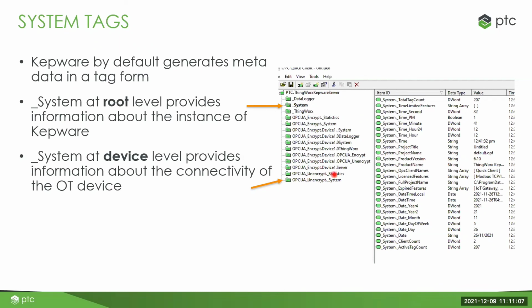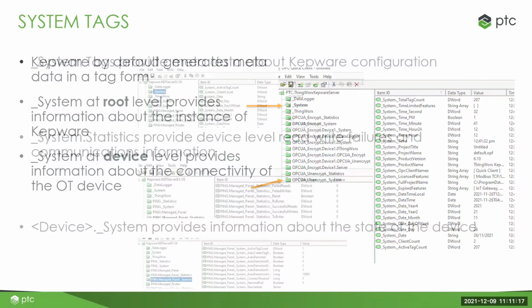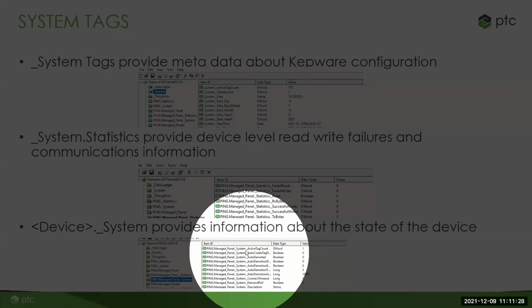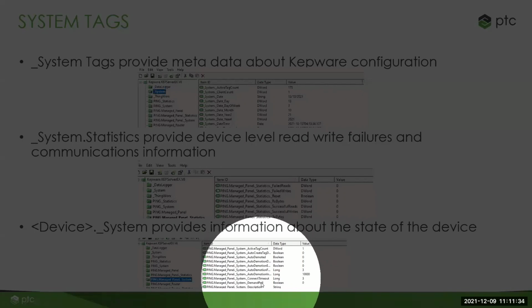And then at the device layer, if you create a device in Kepware, you'll notice that it will also have an underscore system attached to the device itself, right? What that does is, at the device layer, you can see things like the error status and state of the device. So if you look at this screen over here, these are the underscore system tags. Again, you can see how many tags are being created, whether it's in demotion mode, whether there is an error, whether it's a connect timeout, right?